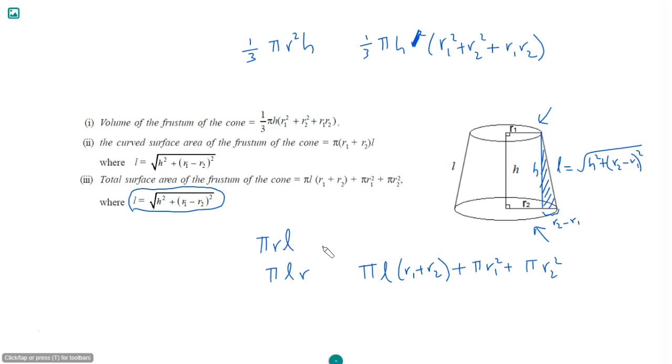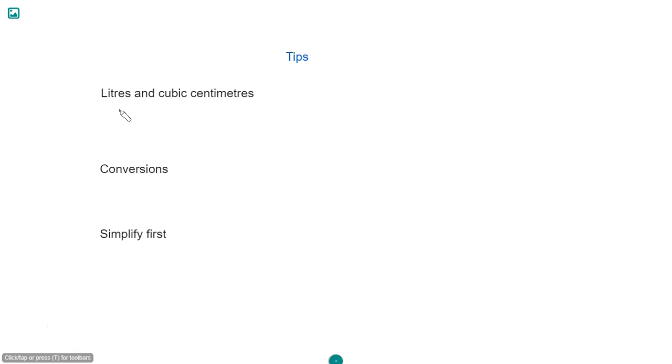Let me end this video by sharing a few tips that you need to bear in mind when you do problems from this chapter. Liters and cubic centimeters. Very rarely you may get problems involving conversion of volumes from liters to cubic centimeters. You need to remember that 1 milliliter is equal to 1 centimeter cube. And you also know that 1 liter is 1000 milliliter. So using these two equations, you can convert from liters to cubic centimeters.